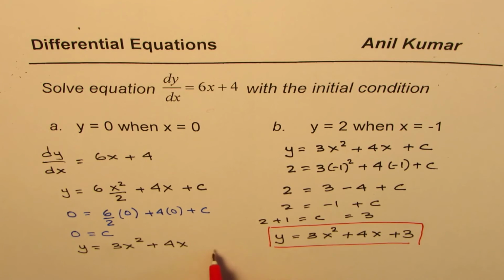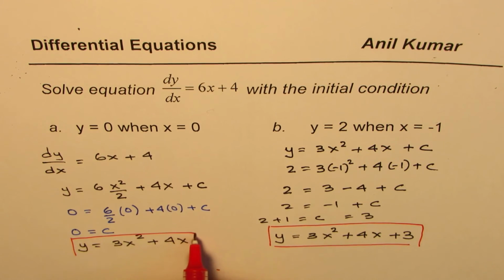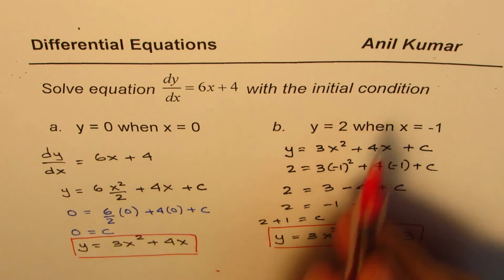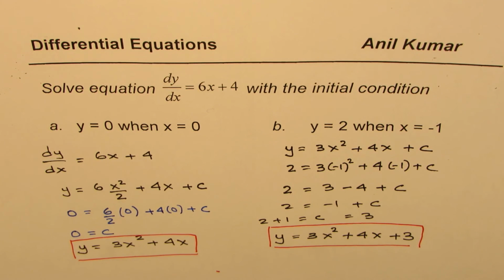And the only difference in these is the value of c. If the initial condition is not given, we can provide a general solution with the constant.